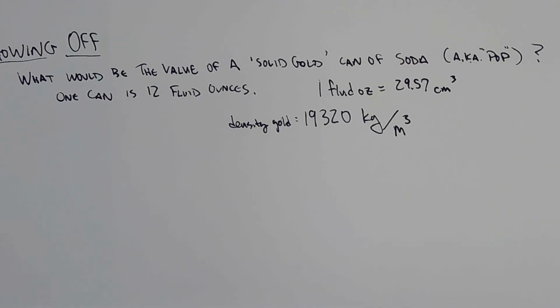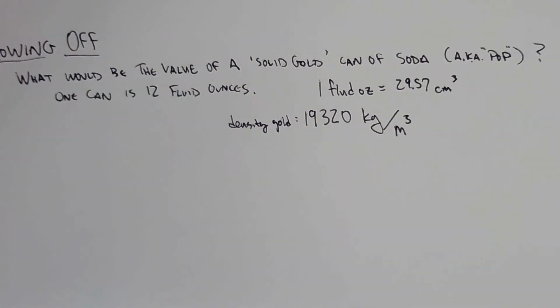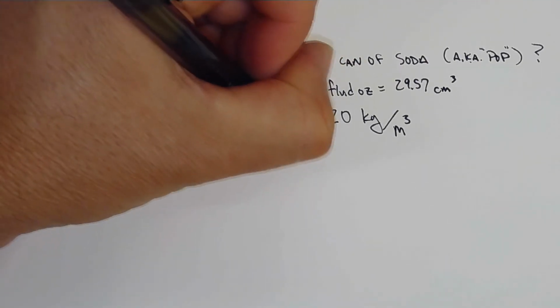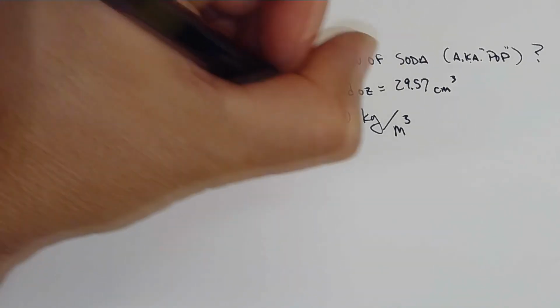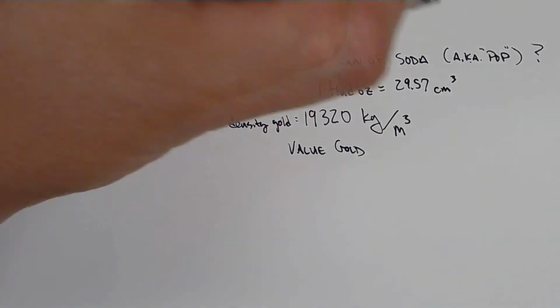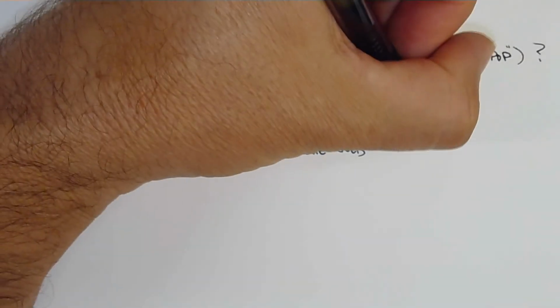And I think the last piece of information we're going to need that isn't just a unit metric kind of thing is the value of gold. I looked it up a couple minutes ago. As of that moment in time, it was $62.76 per gram.